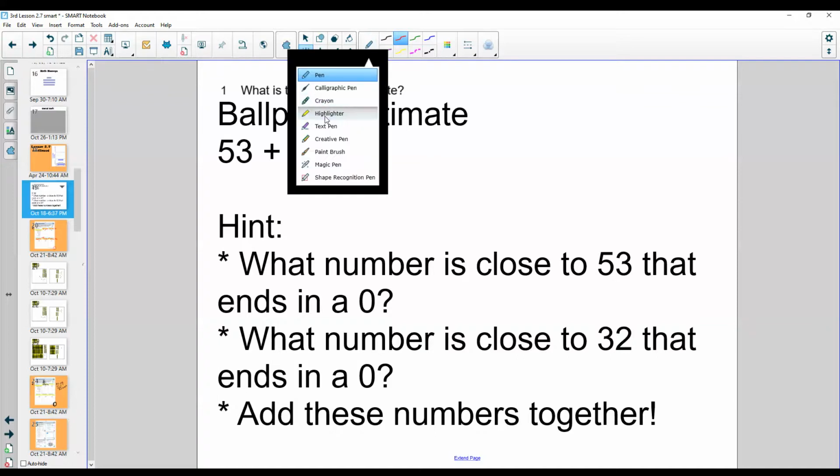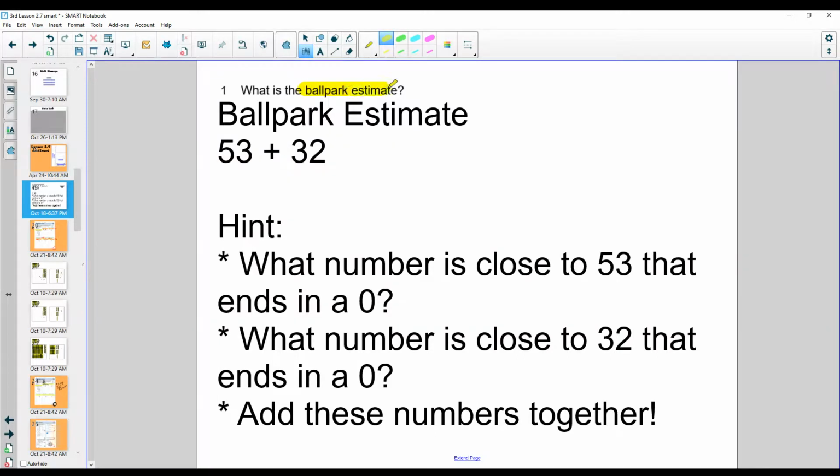All right, third graders, yesterday we talked about ballpark estimates. Remember, a ballpark estimate is changing a number to add it up in mental math. The estimate lets us stop and think about if our answer that we get when we really add up the number makes sense. So, what would our ballpark estimate be for 53 plus 32?